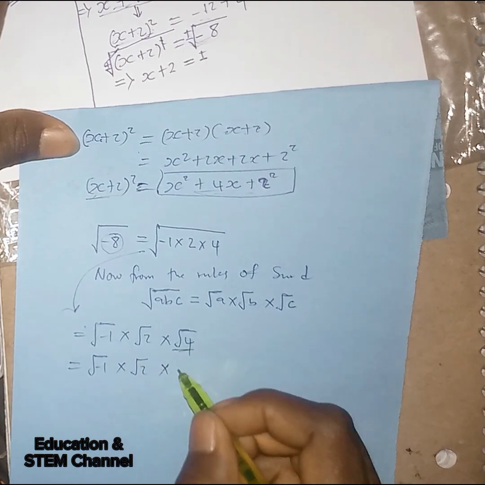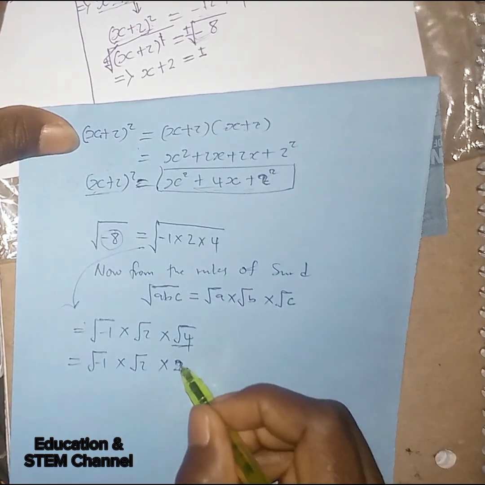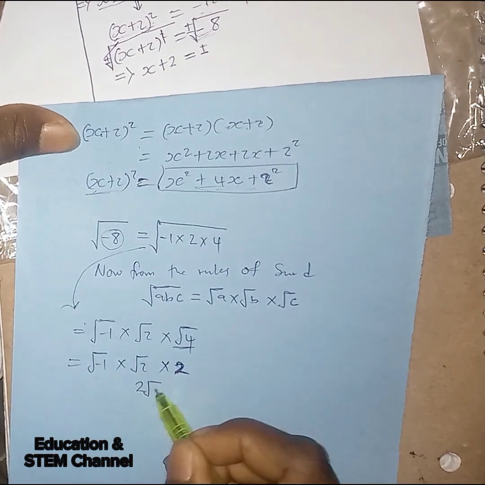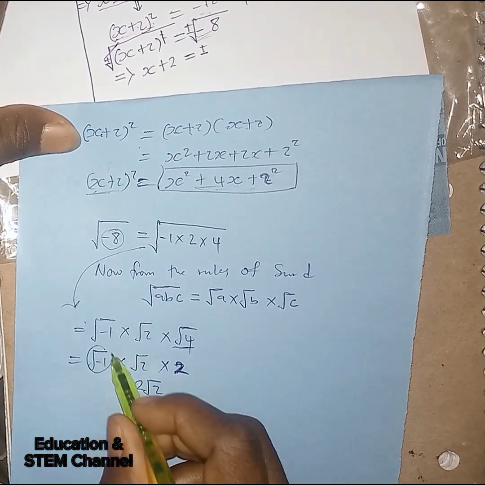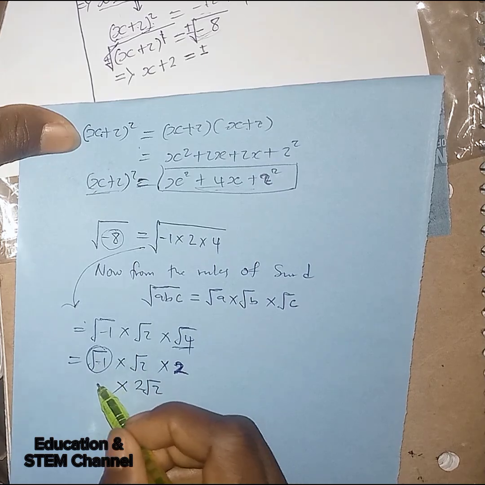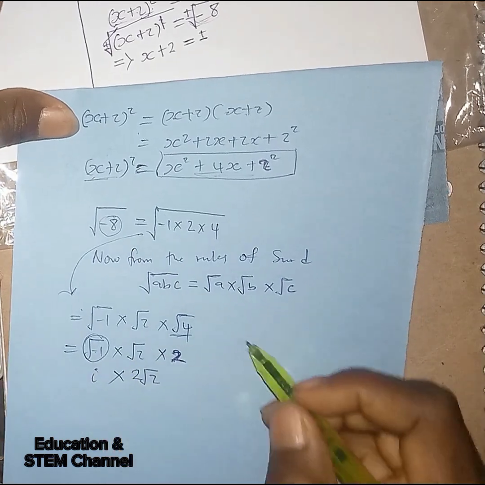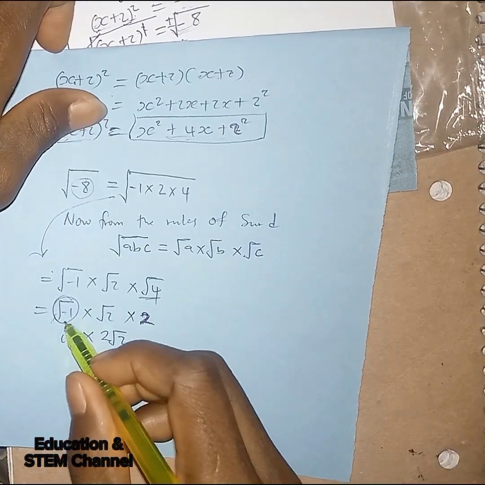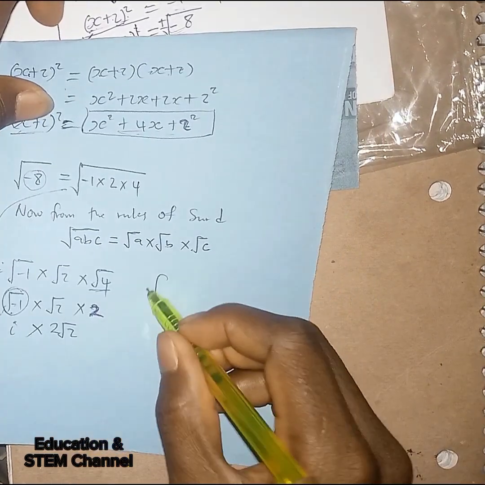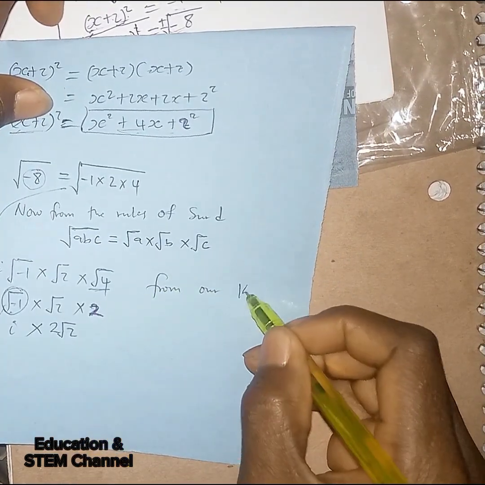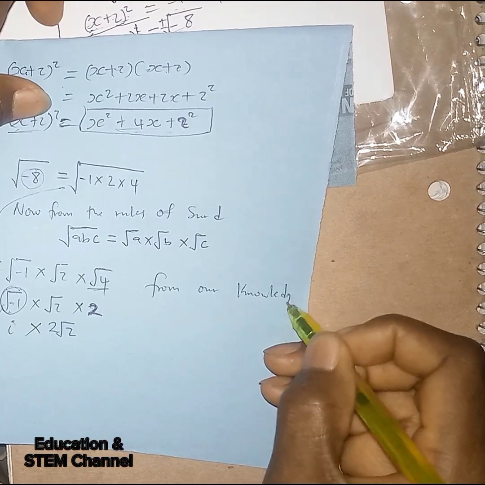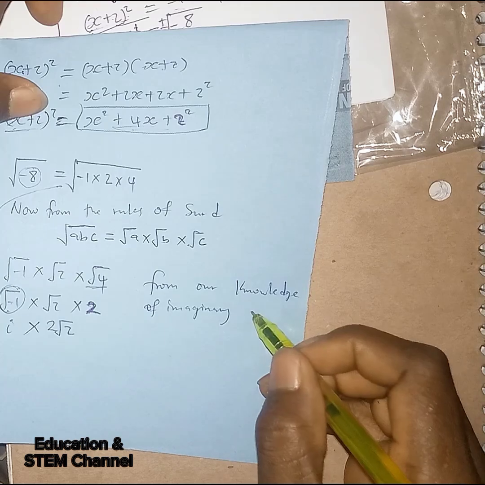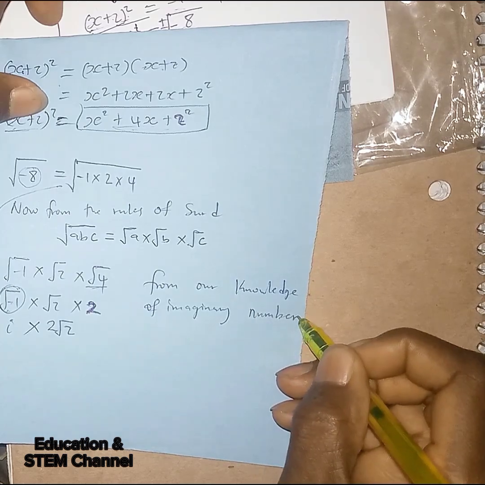Now we are going to simplify. Root 4 is the same thing as 2, because the square root of 4 is 2, right? So 2 times root 2 gives 2 root 2. Then take note, root negative 1 has no value in the real number system. It only has value in the complex number system, and its value is I. So you replace everything that is root negative 1 with I. Now after replacing it, you have I times 2 root 2.